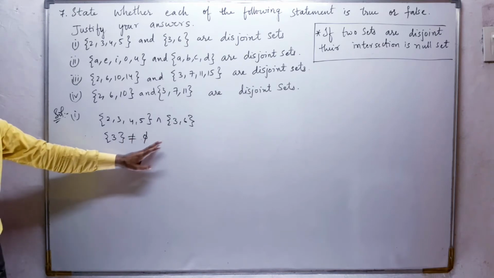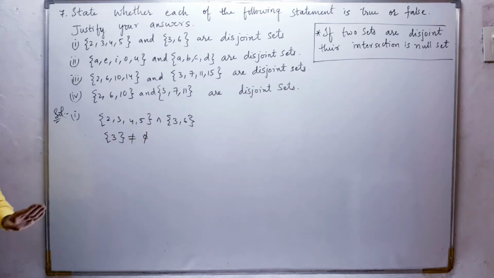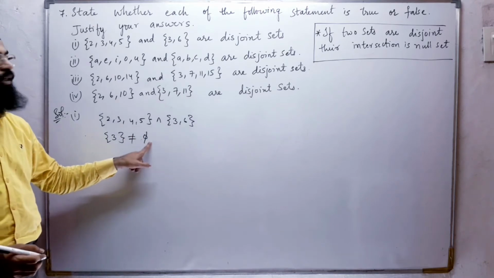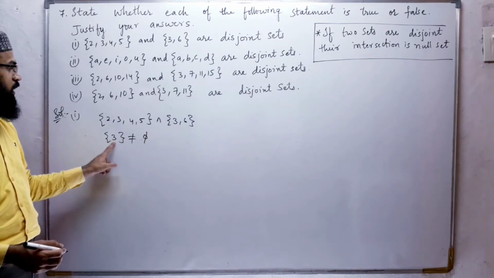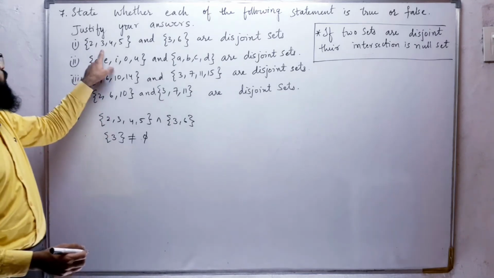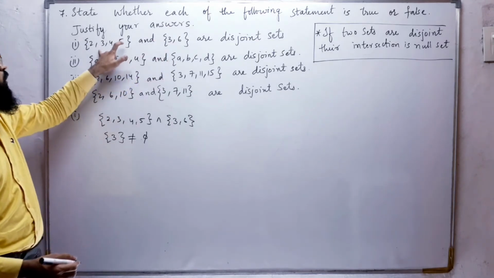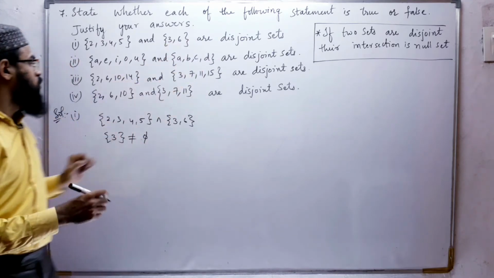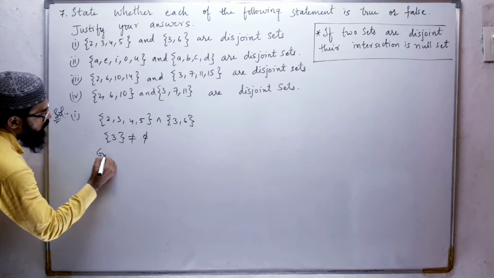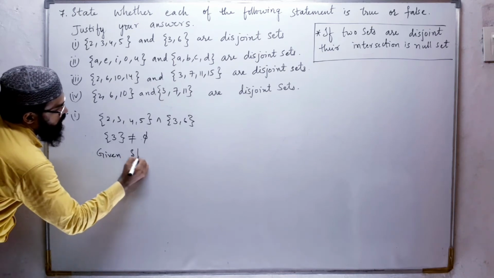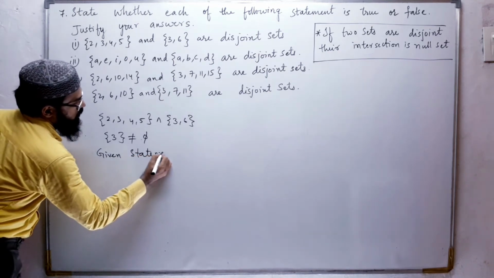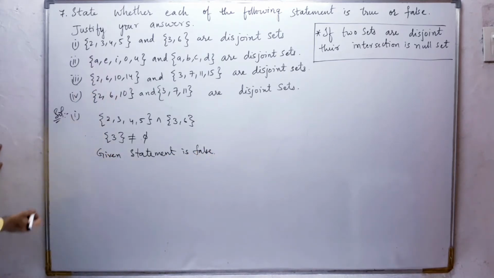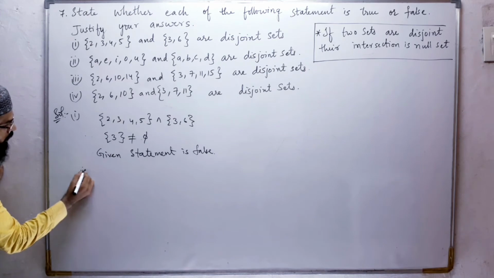Null set means it is disjoint. So it is not disjoint. If it is equal to the null set, then it is disjoint. Here there is an element in between these two sets. So we can say that this is joint, not disjoint. So the first one, the given statement, is false.